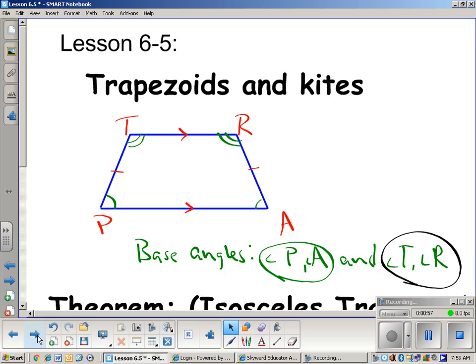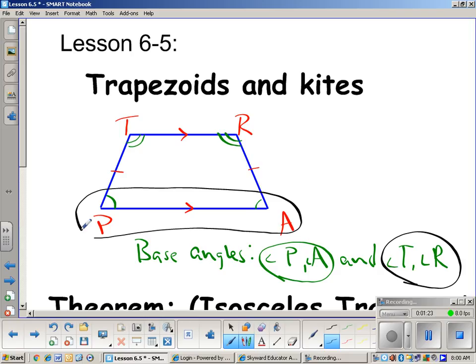And so I know at first glance, someone could say, well, that means that all four of them are base angles. But understand they come in pairs. For example, these two are not base angles. Okay? Angle T and angle P together don't make base angles. Angles P and A make base angles, and angles T and R make base angles, but not the other way. Okay? So when you're talking about base angles, you're talking about a pair of them, and you have to match them up, either the ones on the bottom or the ones on the top.